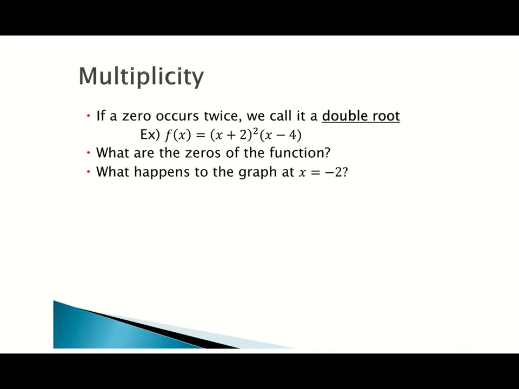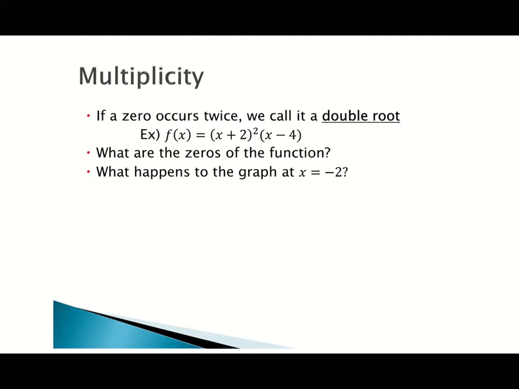This is 8.5, part 2, and in part 2 we're going to discuss multiplicity. Multiplicity is how many times a particular number is a zero for a given polynomial. Specifically, we're going to talk about something that has multiplicity of 2. If a 0 occurs twice, it has multiplicity of 2, and you'll hear me call it a double root. It's a double root because its 0 occurs twice.